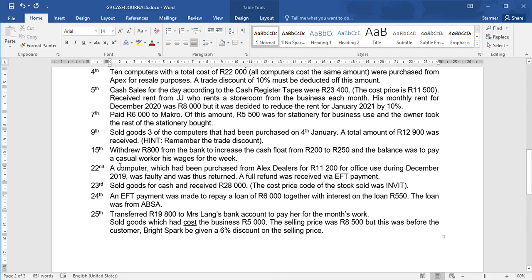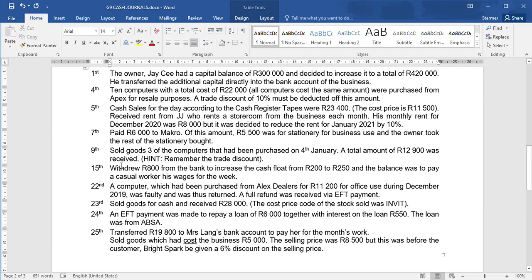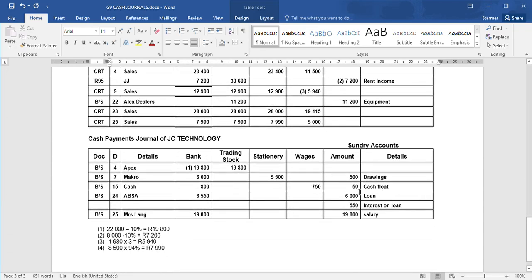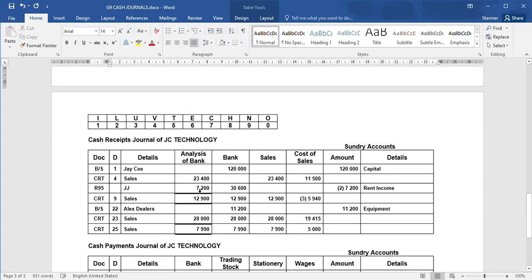Okay, the next one: withdrew 800 Rand to increase the cash float and the balance to pay a casual worker. Okay, the cash float amount there needs to go under sundry accounts, 50 Rand, but the rest of it was to pay the worker the wages that he had earned, and one total in the bank, you're taking one amount out of the bank on that day.